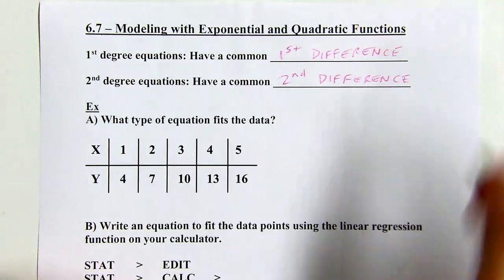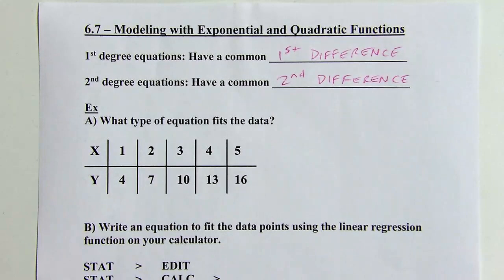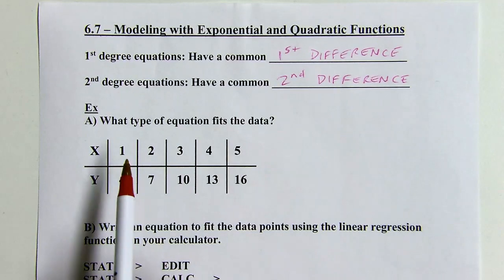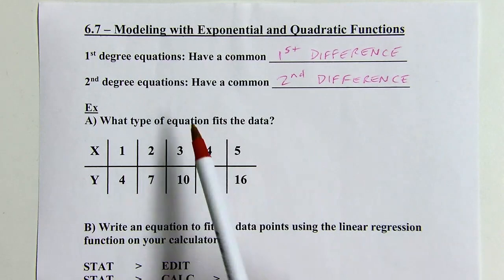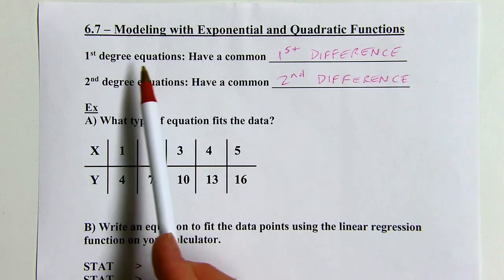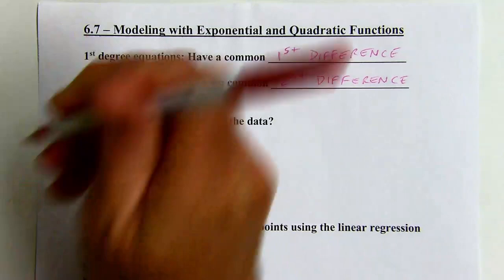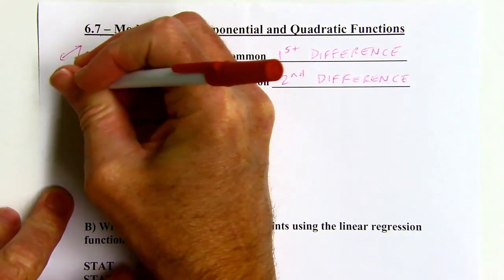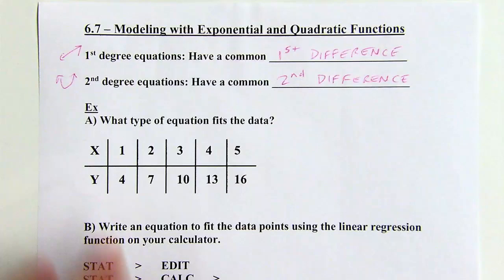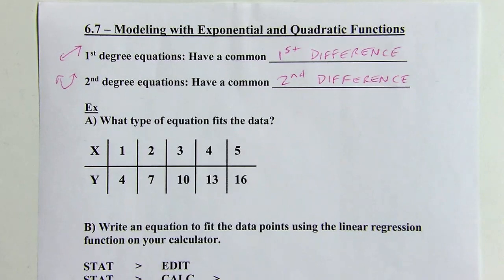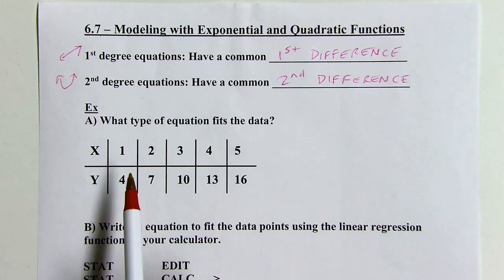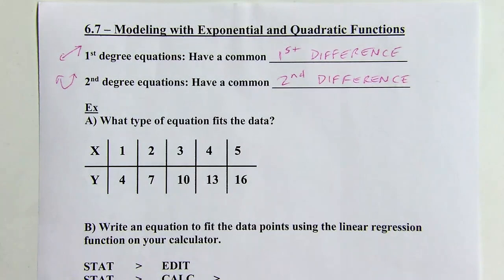So, looking at this XY table, I want to see, do these XY pairs fit a first degree equation, which would be linear, that would be a straight line, right? And a second degree equation would be a parabola. So maybe it fits one of those two types. It could be something else. But there's a nice little test we can do to check, and that's by looking at the differences.